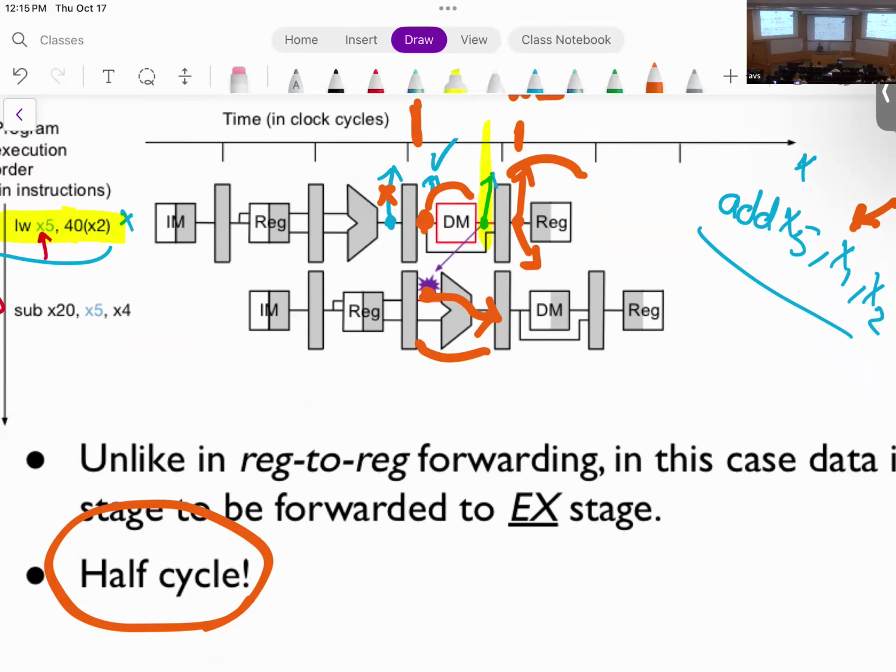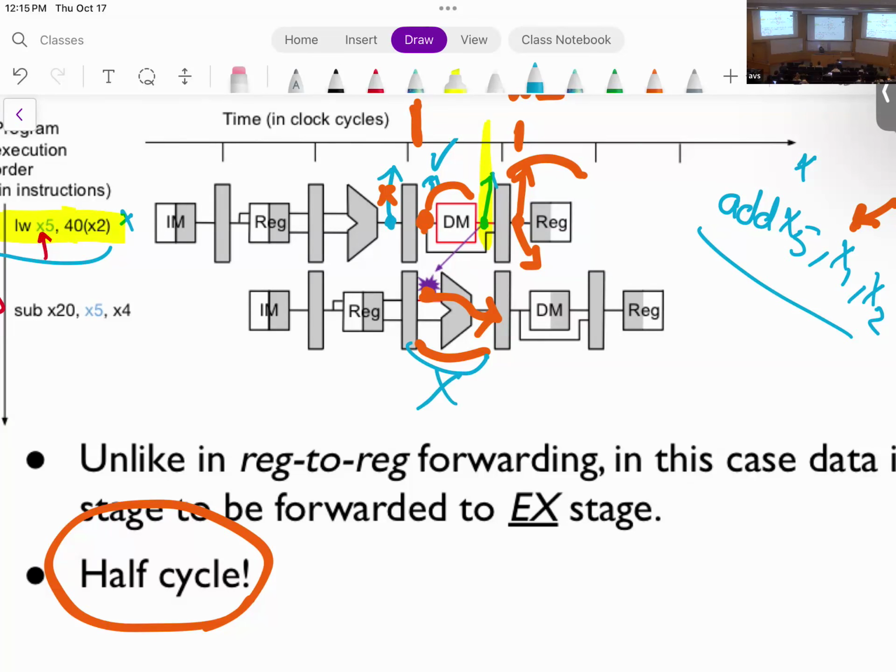It doesn't work for memory because memory takes the full cycle to read things. It's much slower than the register file, so it takes the full cycle. So unfortunately we're not going to be able to do forwarding without stalling. So what we should do is what we used to do before. That is, we're going to stall for one cycle. So basically, going to stall here.